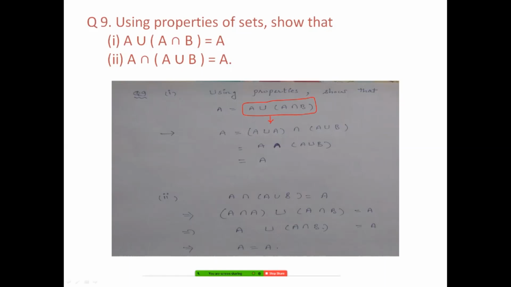So what is the conclusion of this? What is common between this one and this one? The common is A. So the result is there. Similarly, we can prove the second part.